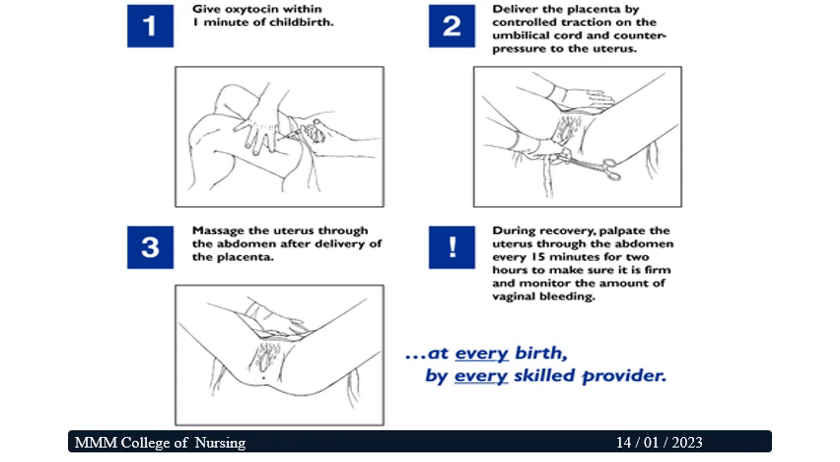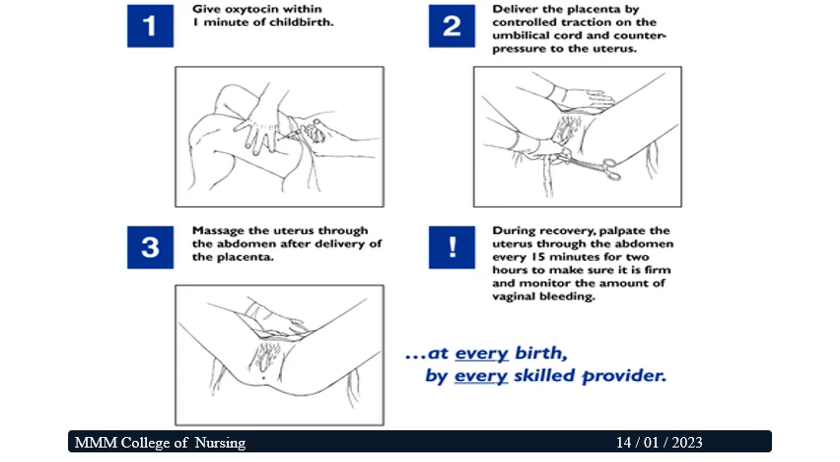So once the placenta is delivered along with the membranes, the third picture explains massaging the uterus through the abdomen after delivery of the placenta. During the recovery, palpate the uterus through the abdomen every 15 minutes for 2 hours to make sure it is firm, and monitor the amount of vaginal bleeding.